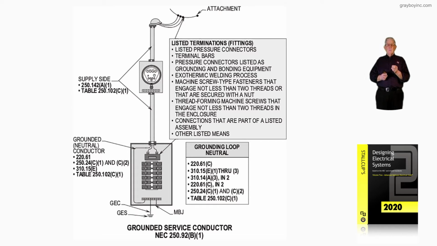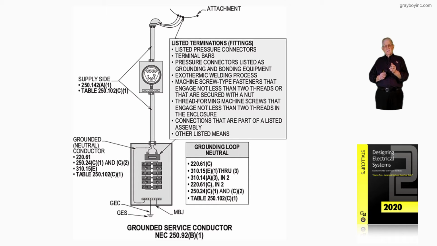Then 250.24(C)(1) and (C)(2) deals with the neutral, says it has to be routed with the phase conductors to where it connects to the service equipment. And then table 250.102(C)(1) sizes that neutral conductor if it's to be used as an effective ground fault path and as a bonding jumper. In other words, it's being used as 3 conductors.